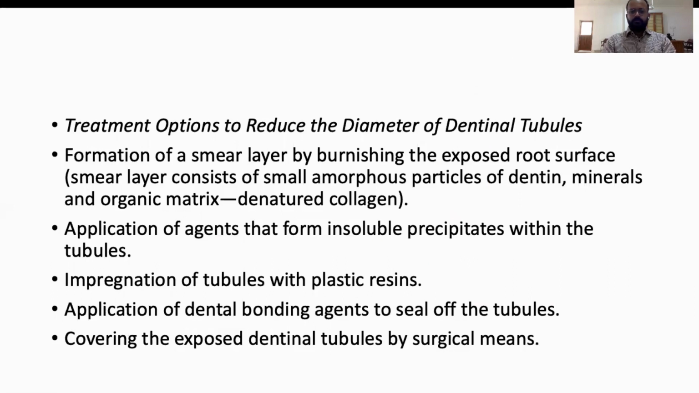Treatment often aims to reduce the diameter of the dentinal tubule. This involves the formation of a smear layer by burnishing the exposed dentine surface. The smear layer consists of small amorphous particles of dentine, minerals, and organic matrix or denatured collagen. Other approaches are application of agents that form insoluble precipitates within the tubule, impregnation of tubules with plastic dressings, and application of dentin bonding agents to seal off the tubules. Covering the dentinal tubules by surgical means also helps to decrease the hypersensitivity.